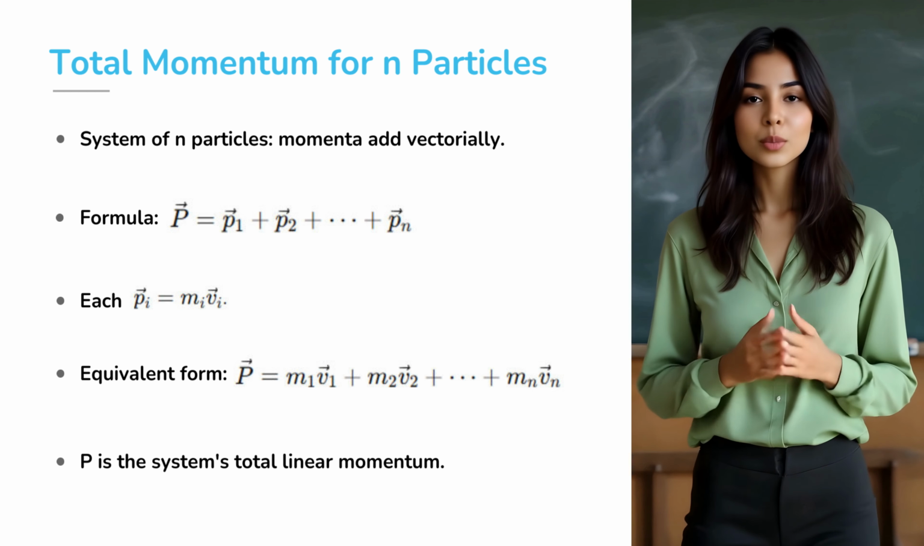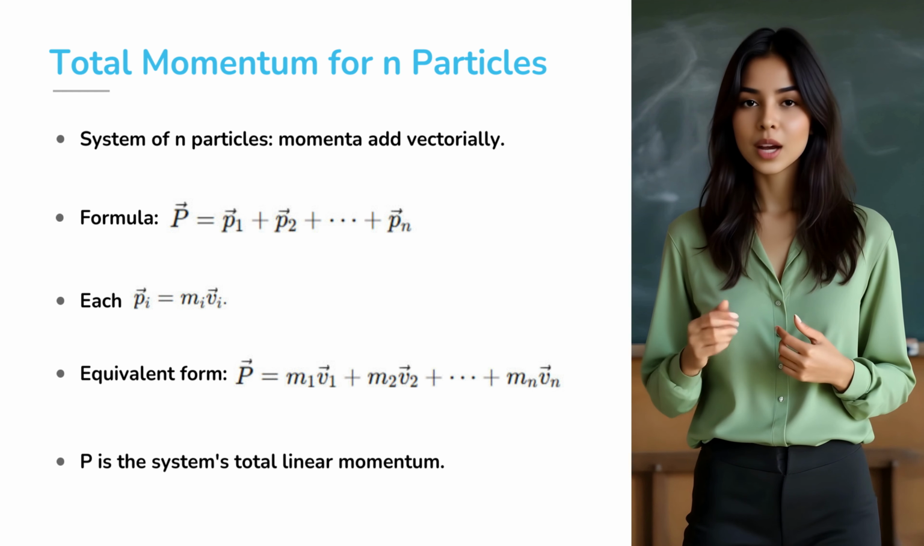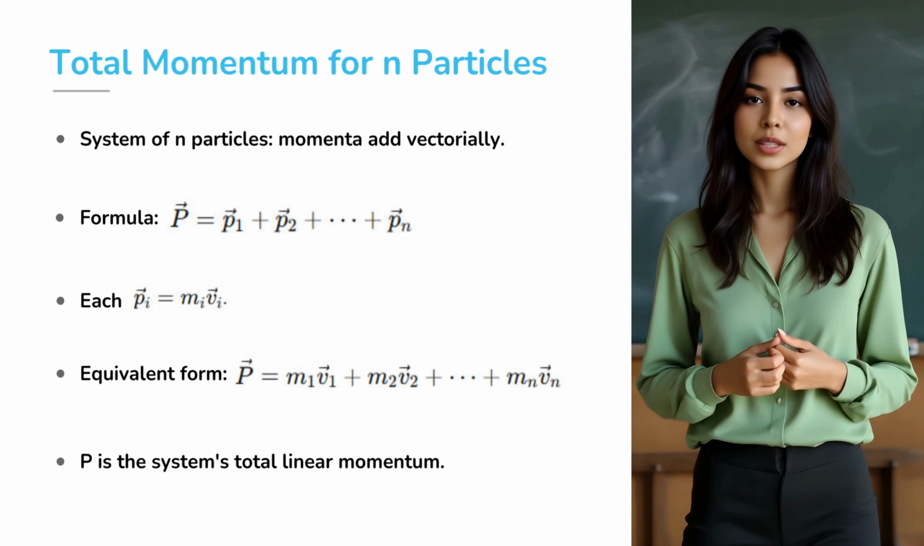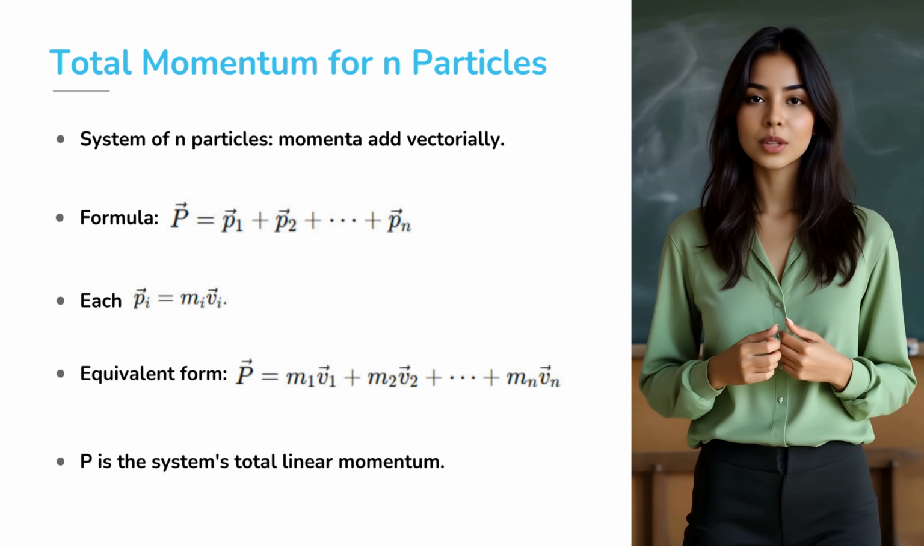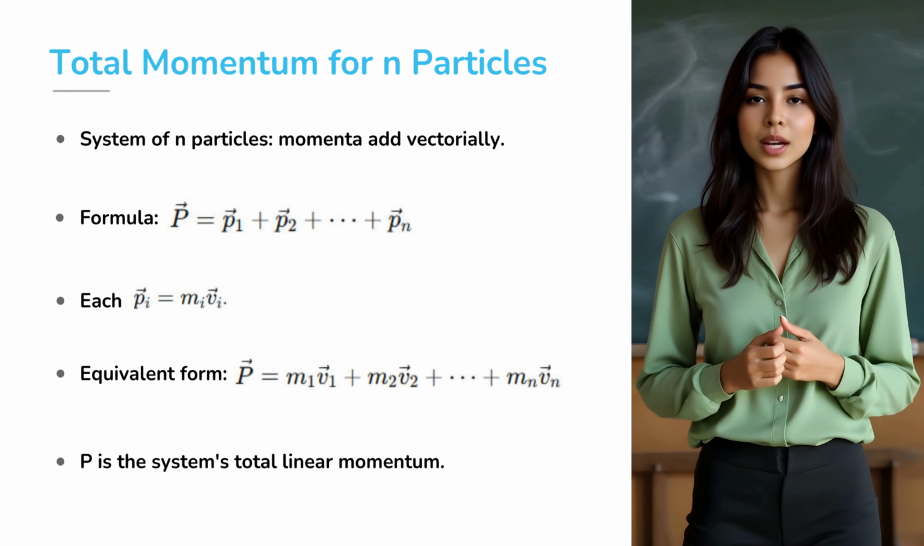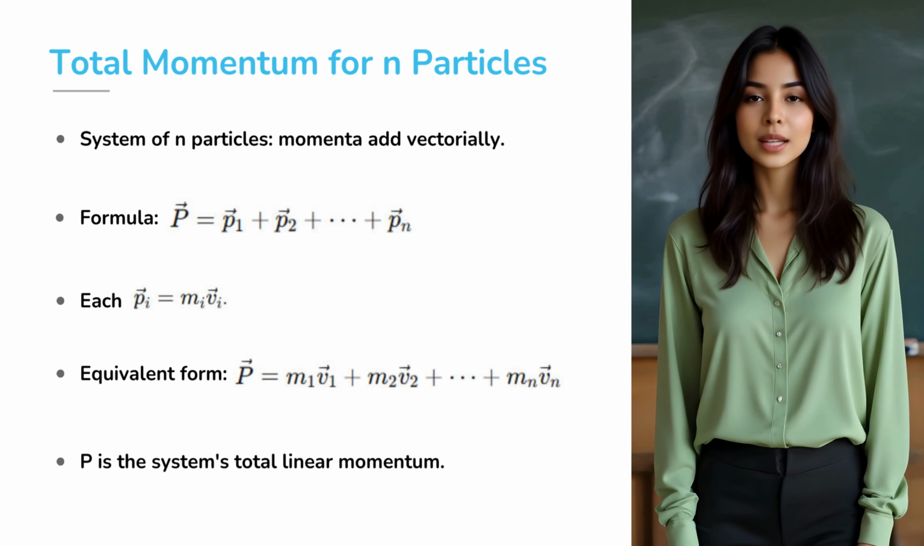Imagine not one football, but a whole team running in different directions. How do we describe the motion of the group? We add their momenta vectorially. For n particles, the total momentum p equals p1 plus p2 and so on up to pn. Each pi is mi times vi.